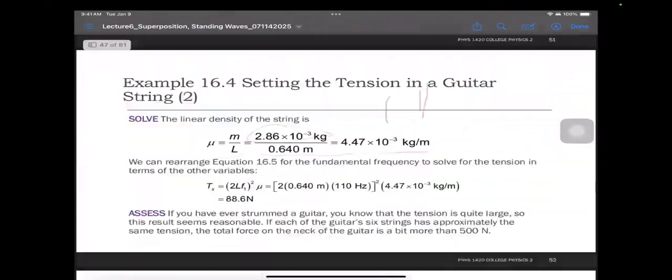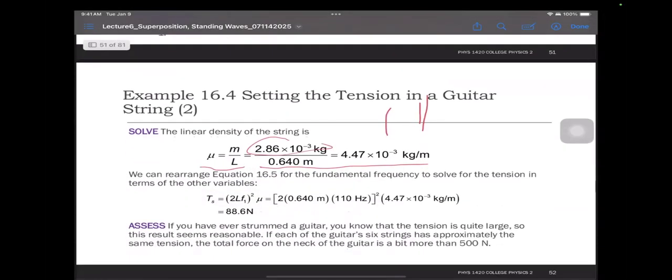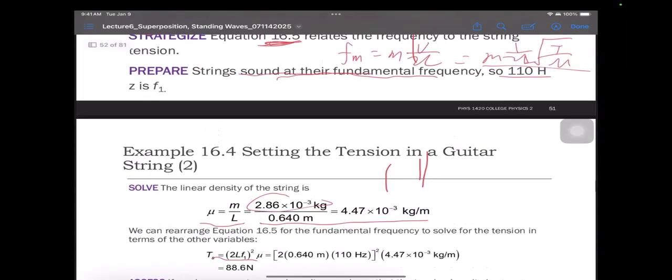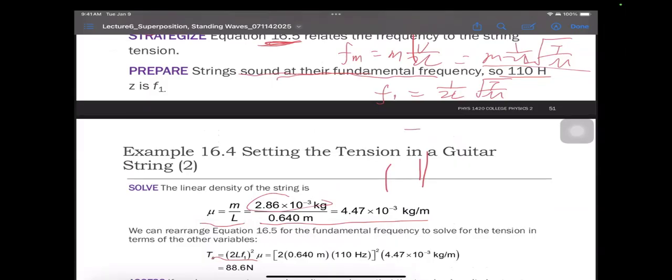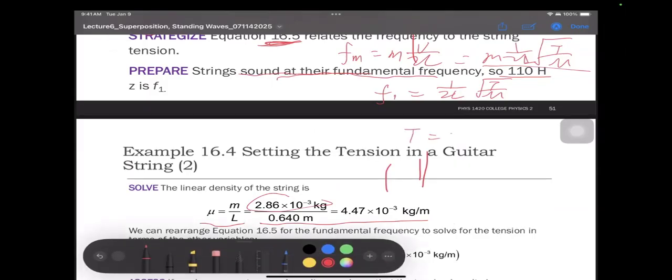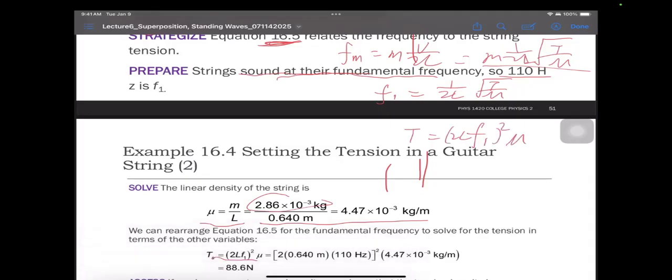We can rearrange this equation. Because here we know this one, and for the fundamental frequency, it is f1 = (1/2L) √(T/μ). So which means T equals what? T will equal what? 4L² f1² times mu. Does it make sense to you?